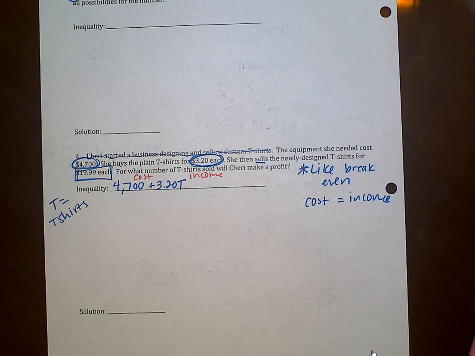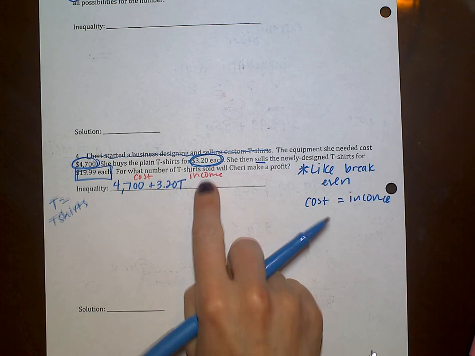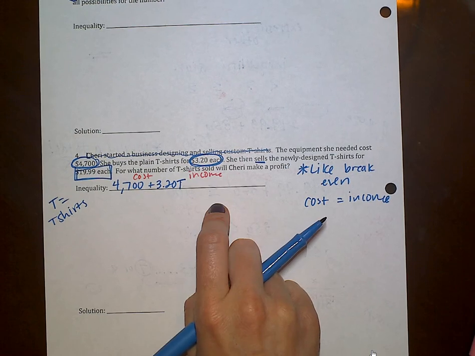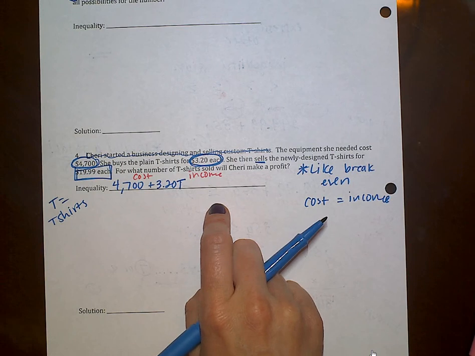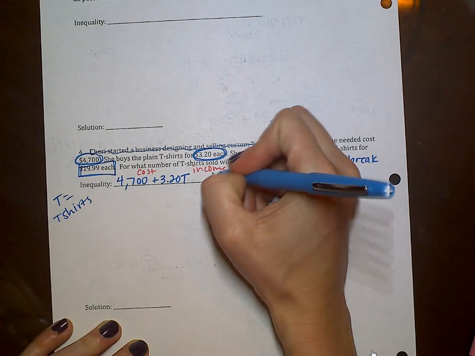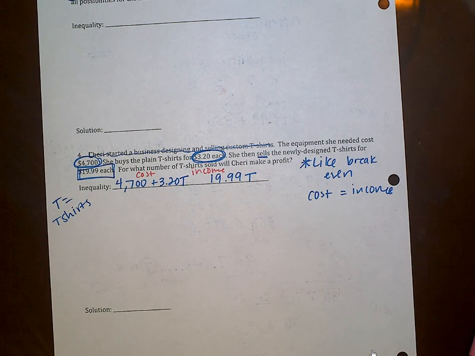And here's where this class can be really annoying. Maybe it's annoying for a lot of reasons, but if you can't set up a break-even problem, this is going to be really hard to set up. So things kind of build off each other. On the right-hand side, you write how much money Sherry makes off of these t-shirts, and she sells them for $19.99 per t-shirt. So you got to put a T on there.